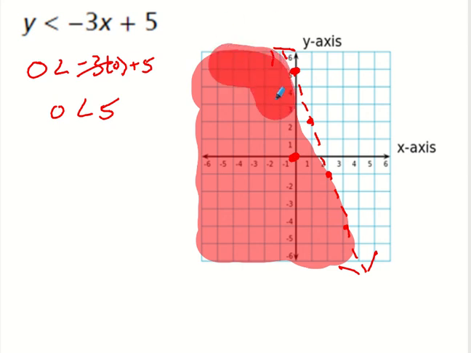Every single one of these points would work. So every single one of these points on this side works. So this is all the possible solutions for this inequality.